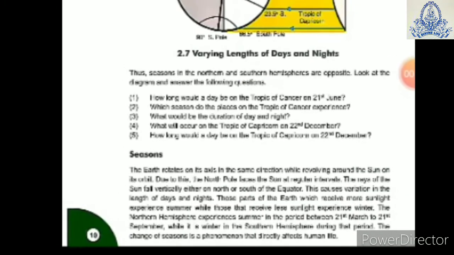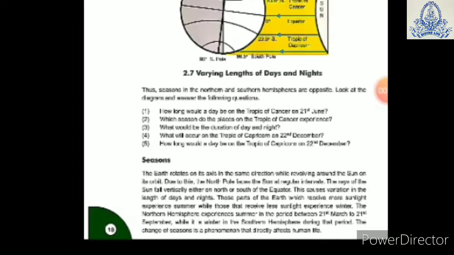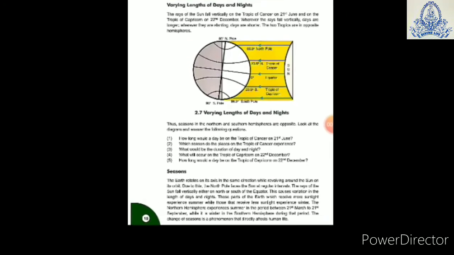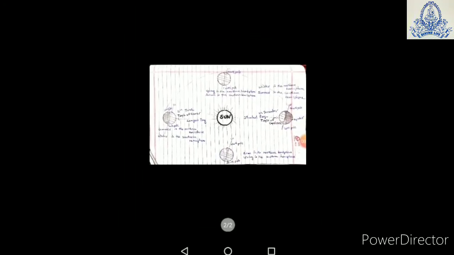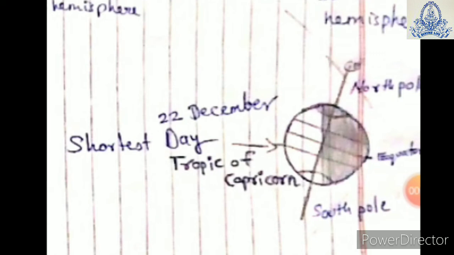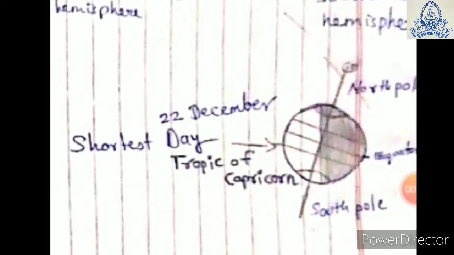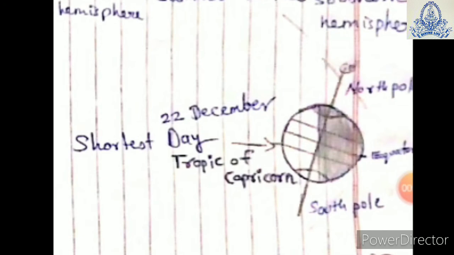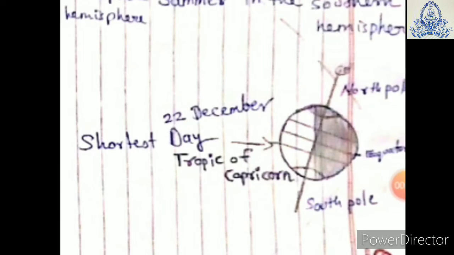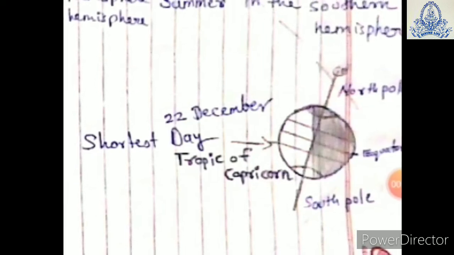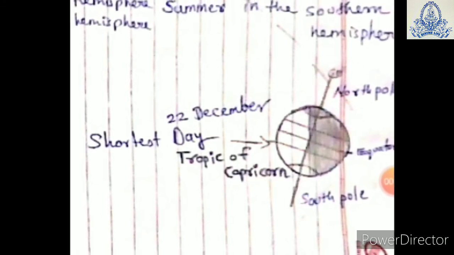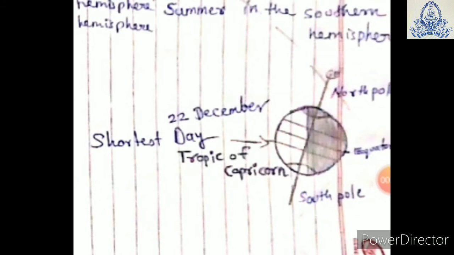Now the fourth question: what will occur on the Tropic of Capricorn on 22 December? Okay, we already discussed that diagram, and from it we can understand again. They are asking about this first position of the earth. In this diagram you can see what I have written: shortest day, 22 December. Okay, now what is that? They are asking which season will be on the Tropic of Capricorn on 22 December.